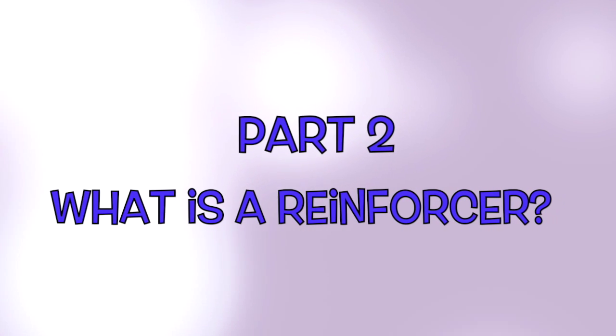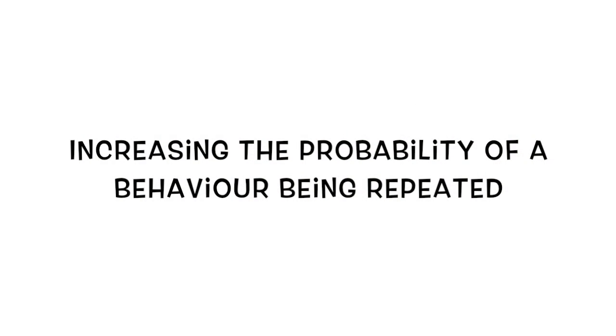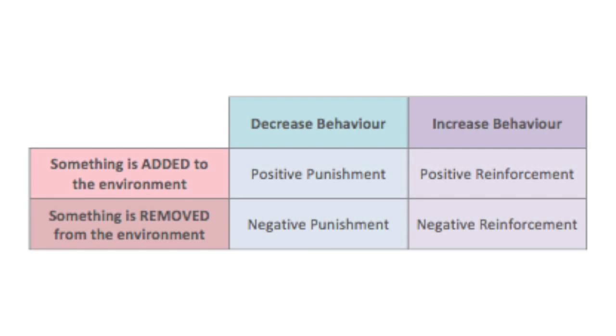What is a reinforcer? A reinforcer is a method of increasing the probability of a behaviour being repeated. There are two different types of reinforcers, positive and negative. These are different to punishment, which decreases the chances of a behaviour reoccurring.